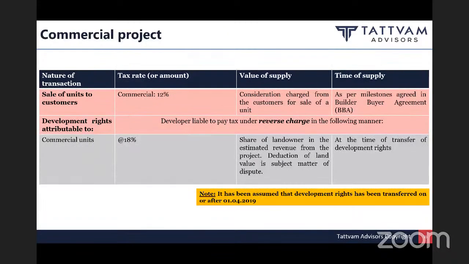Now let's move to the second project. Say I'm constructing a commercial project. What we discussed in the first case study was a revenue sharing arrangement for a residential project in which the commercial area was less than 15%. Now, in the second case study, what we are discussing is a commercial project. It's a 100% commercial project, revenue sharing. What will be the tax implication on this?